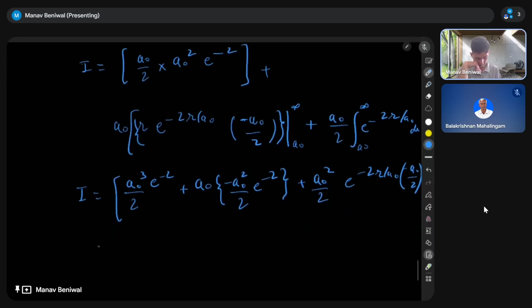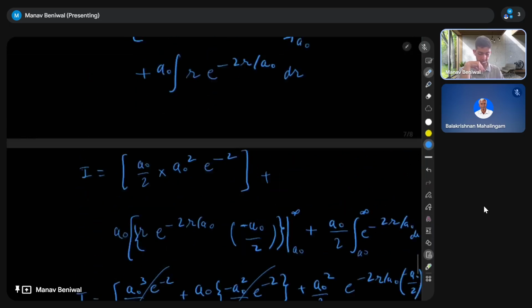Okay, so basically these two terms will just cancel out, and what we'll have is a0 cubed minus a0 cubed over 4, and e to the power minus infinity is 0, and then minus minus becomes plus, so e to the power minus 2. Okay, this is then what we have.